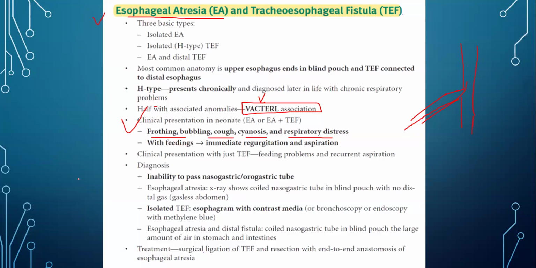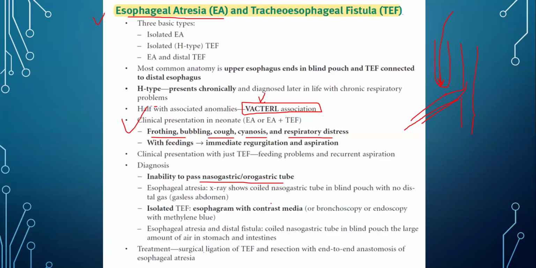How do we diagnose this condition? First of all, because the child is vomiting everything out, you need to put in an NG tube to provide something for the child. If you even need to give some nutrition, you need to insert an NG tube. But because the esophagus is ending in a blind pouch, you will not be able to insert the NG tube, because it will not be able to go past that. So inability to pass the NG tube is one of the most important clues to this diagnosis.